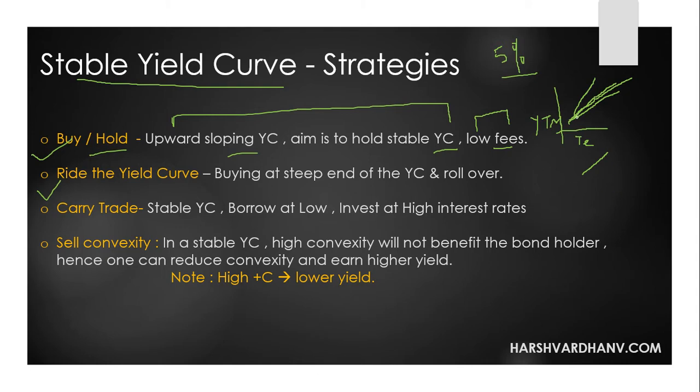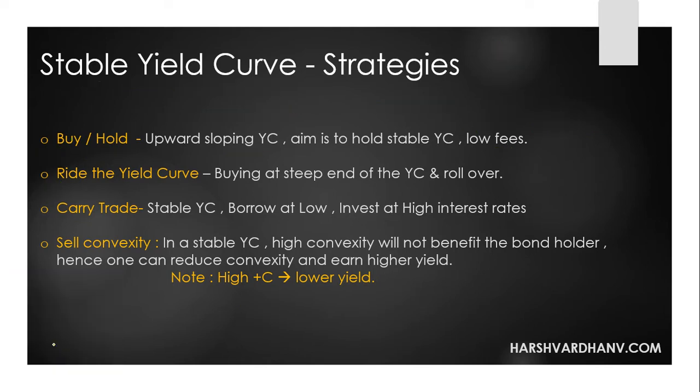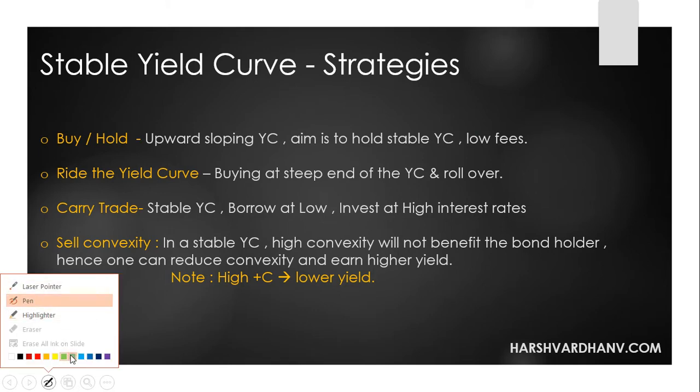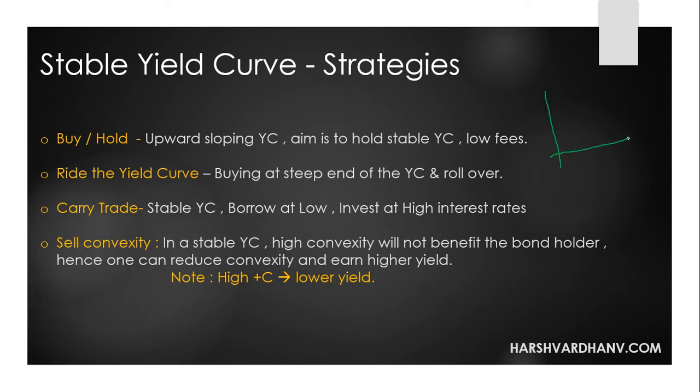So once you have an upward sloping yield curve, okay, let's erase all this. We have done this in L2 also, so I'll just cover it briefly here. Say you have a tenor of 0, 5 year, and then you have a 10 year. Now you're having yields at higher rates over here and lower rates over here. Suppose your investment horizon is only for 2 years. What you can do is buy at the steep end of the yield curve and roll over.